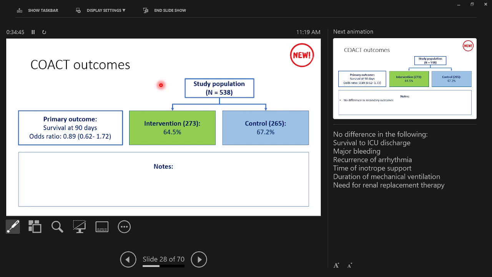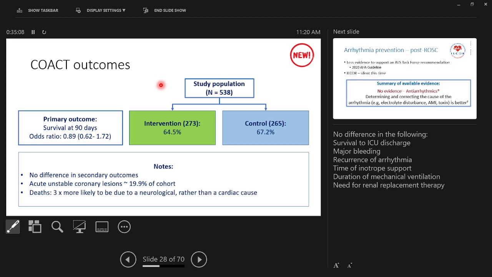There is no significant difference. Also, there is no significant difference in the secondary outcomes. The secondary outcomes are survival to ICU discharge, and there is also no difference in side effects like recurrent arrhythmia and time to inotrope support. In this study, they found that acute unstable lesions were found in 99.9% of the cases in the cohort, and death is more likely due to a neurological cause rather than a cardiac cause.